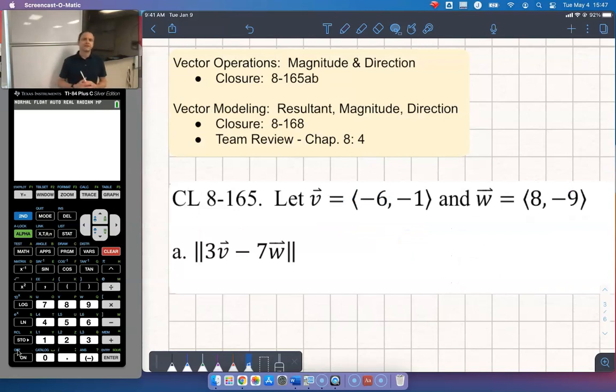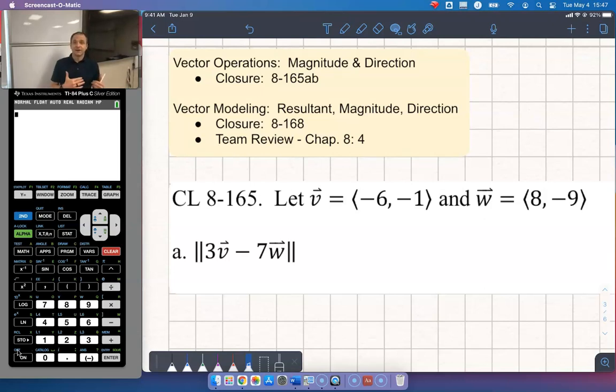So I saved the vectors to the end. We are looking at algebraic, and we're looking at modeling. Algebraic is when I give you the vectors in standard form, and we perform scalar operations on them. Maybe we add, subtract, and we still find magnitude and direction. But I give you the vectors in standard form. That's problem 165 A and B, which is what this video is going to start off with.